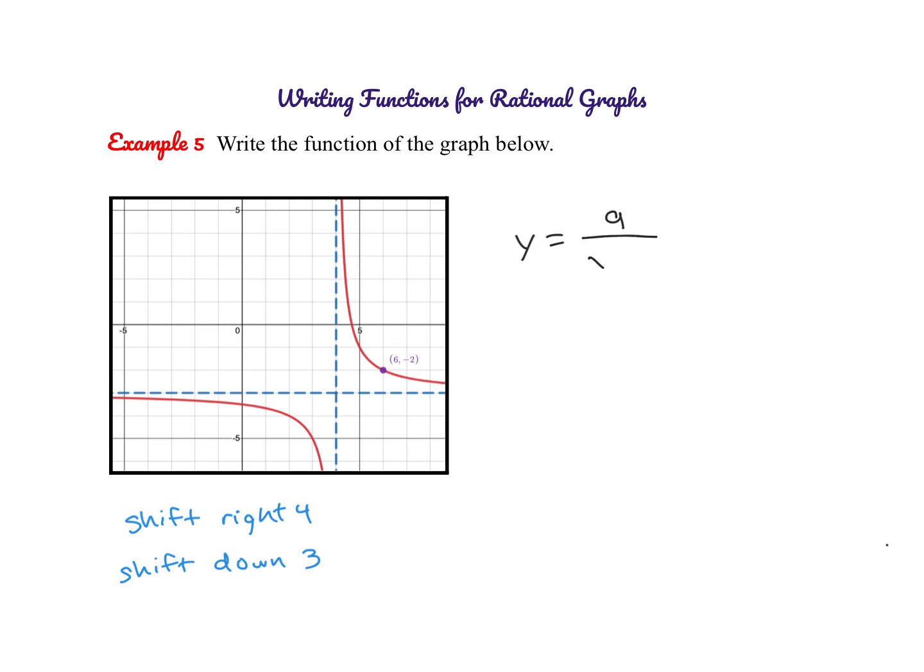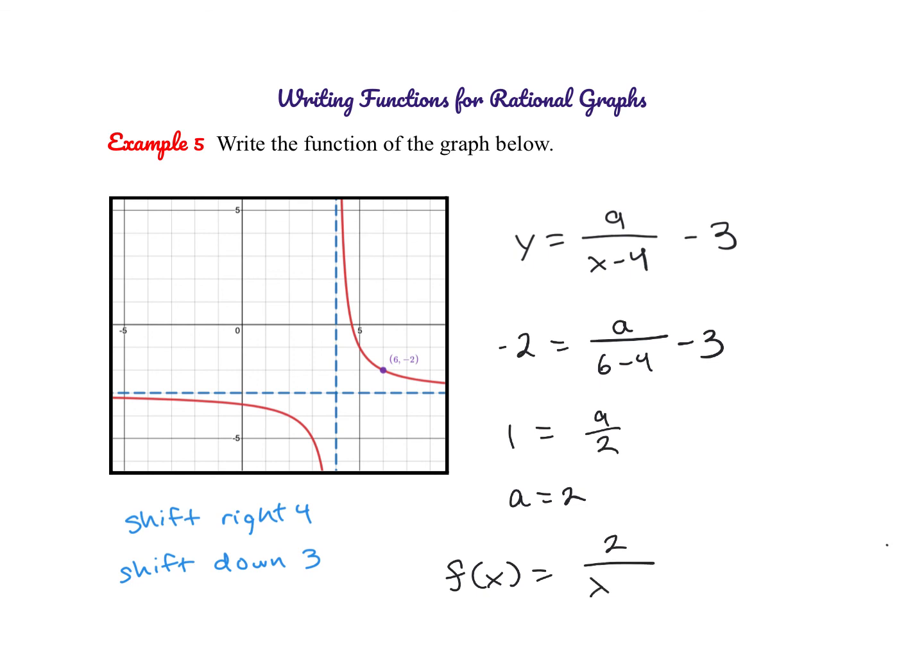a over x minus 4, because we're shifting to the right 4, and then minus 3 for the down 3. But now I still need to find this a value on top. I need to figure out what my vertical stretch or shrink is in addition to any reflection. So to do this, I can substitute x and y with 6 and -2, and then we can solve for a. So I'll add 3 to both sides. So our a value is equal to 2. So that means our function is just 2 over x minus 4, minus 3.